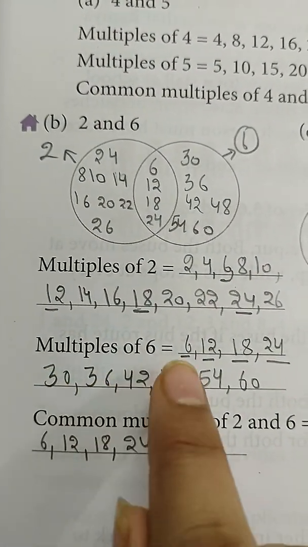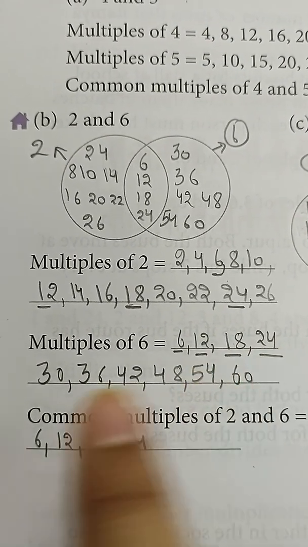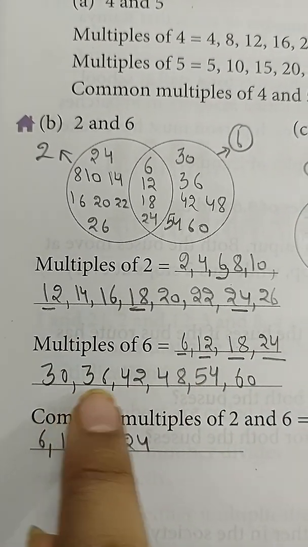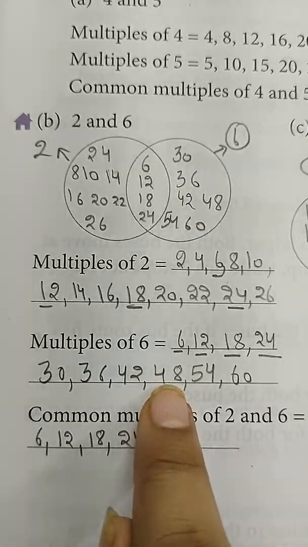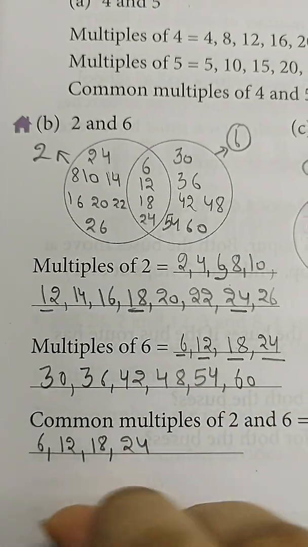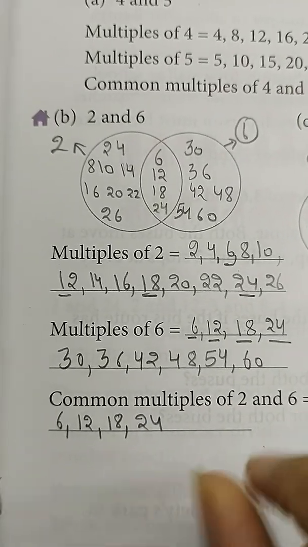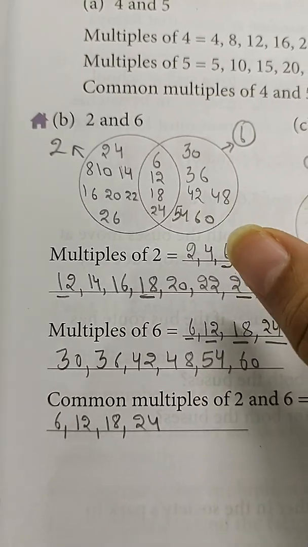Multiples of 6: 6 1s are 6, 6 2s are 12, 6 3s are 18, 6 4s are 24, 6 5s are 30, 6 6s are 36, 6 7s are 42, 6 8s are 48, 6 9s are 54, 6 10s are 60. Now we have to find the common multiples of 2 and 6. Please remember this thing.